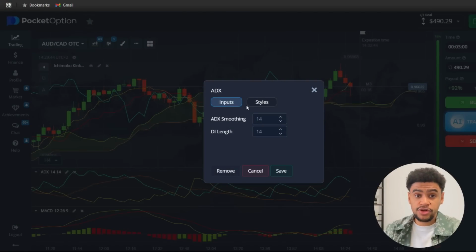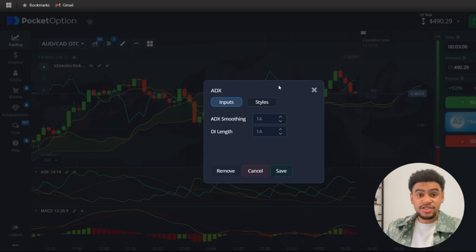ADX is specifically created to show you the strength of the trend. So you hear where I'm going. We have Ichimoku that is showing you the direction of the trend and potential trend reversals, and ADX is showing you the strength of the trend.